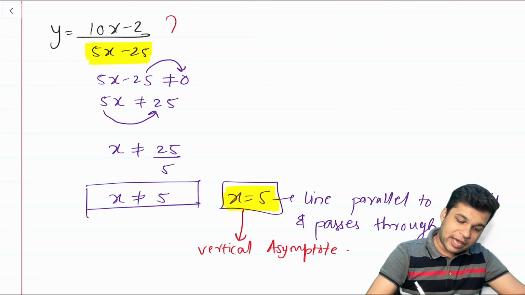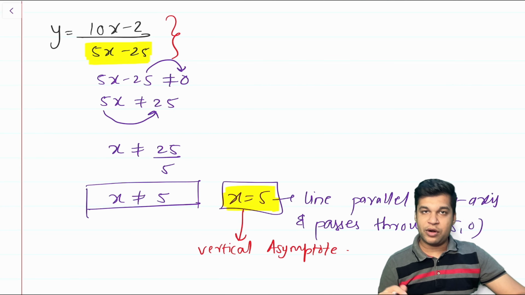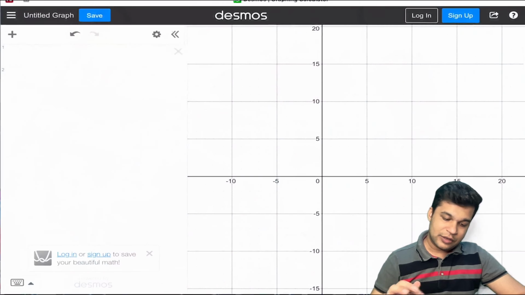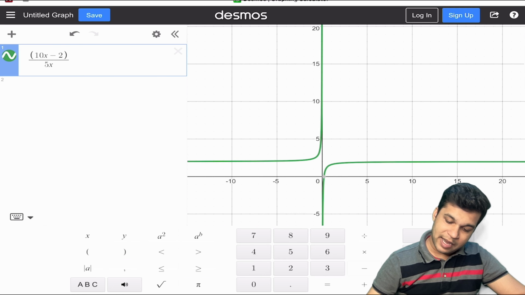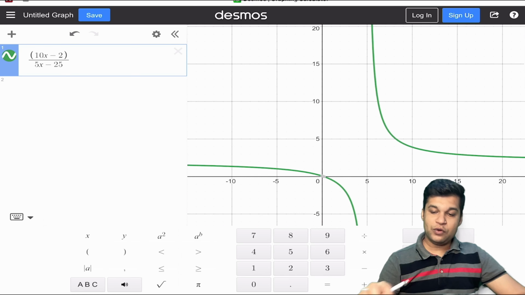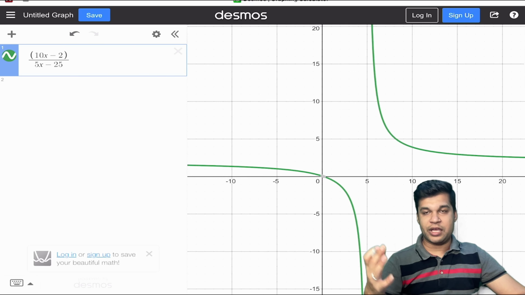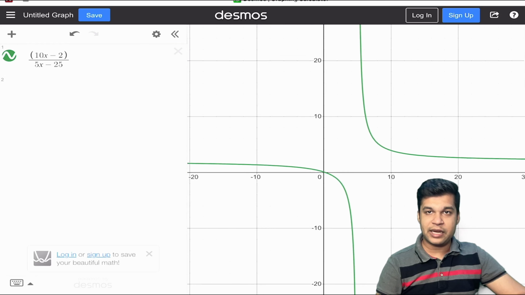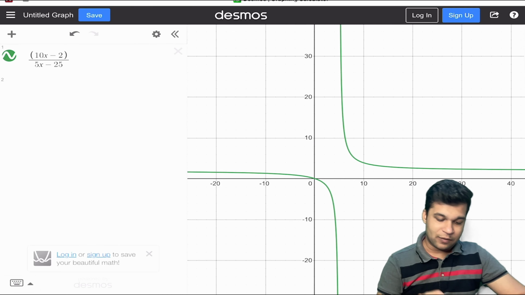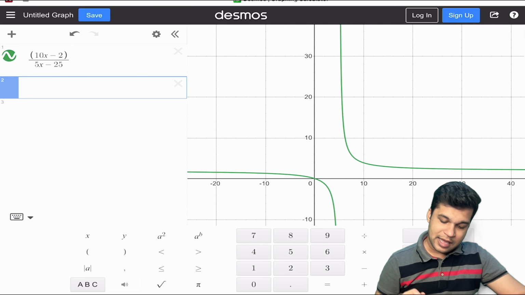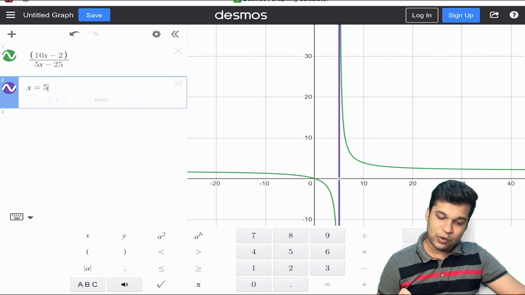So look carefully, the function is 10x minus 2 divided by 5x minus 25. Now if you observe the graph, it looks something like this. Okay, now I'm going to draw that line. Which line? I'm going to draw the line x equal to 5, which we called a vertical asymptote.